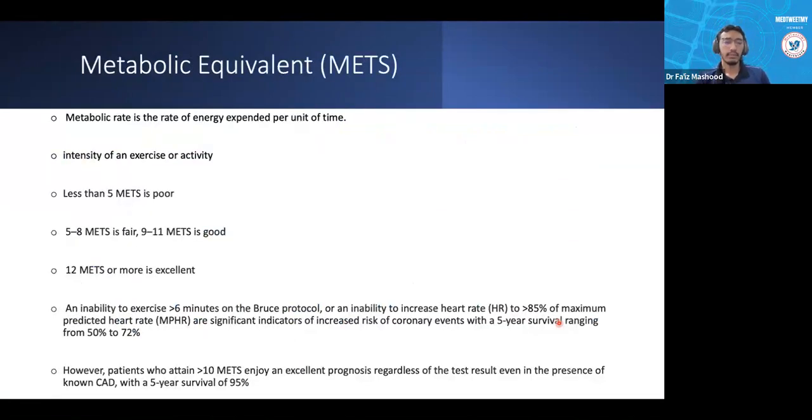So inability to exercise more than 6 minutes or indirectly inability to pass stage 2 or inability to achieve target heart rate, I'll explain on target heart rate later, is a significant indicator that the risk of CV event in 5 years is ranging from 50 to 70%, which is high, all right? However, for patients, independent of CAD or not having CAD, if they're able to achieve METs more than 10, their 5-year survival rate is 95%, okay?